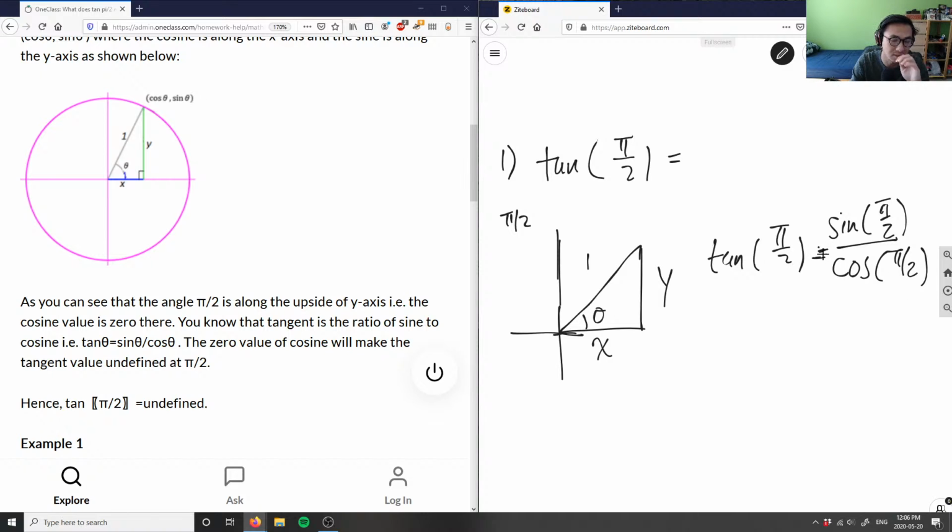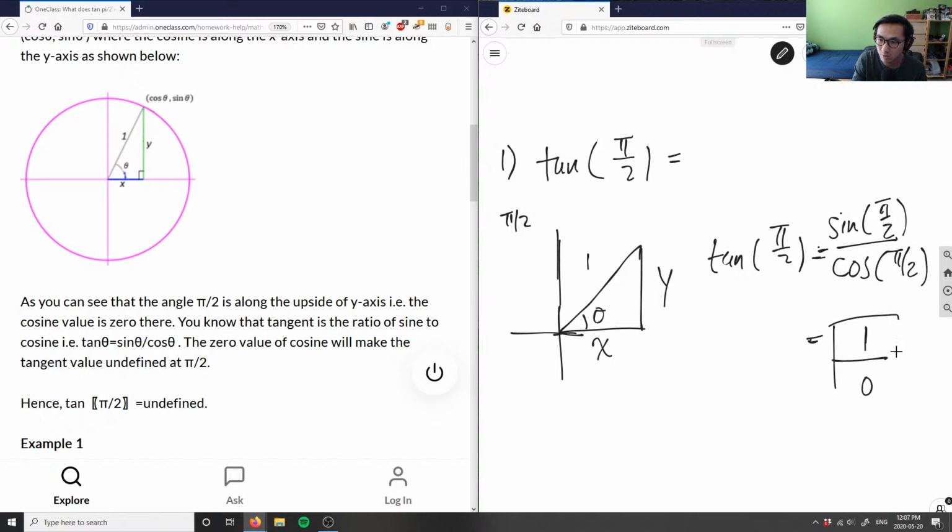In trigonometry, tangent is simply sine over cosine. We know that sine pi over 2 is actually 1, because if I maximize this angle, it's opposite over hypotenuse, so we have some y over 1, and sine pi over 2 is indeed 1. However, for cos pi over 2, if we take the adjacent over the hypotenuse and maximize this angle to pi over 2, we realize that cosine here is 0. So it's going to be 1 divided by 0.